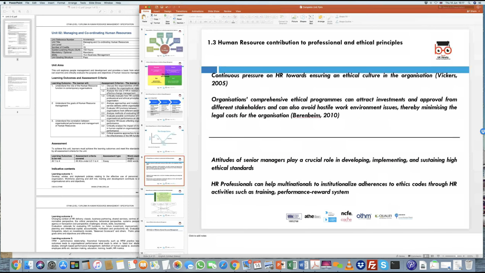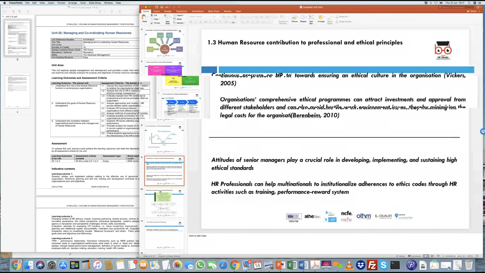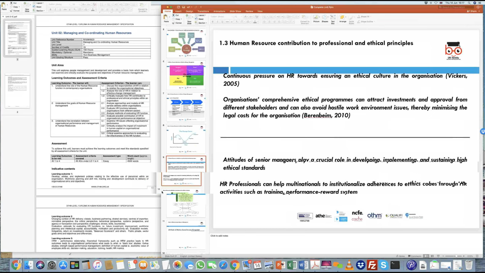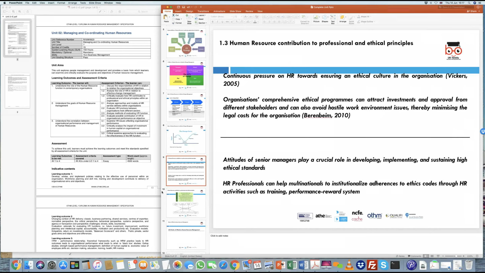Now, what I'm going to do at this stage is cover the last bit, because this is quite detailed and covers the whole unit. So we are looking at the last bit in terms of understanding the professional ethics or principles on which the organization works and how they relate to HR.